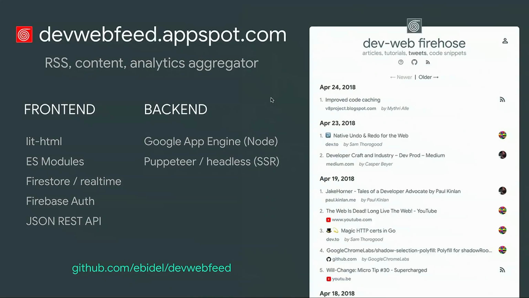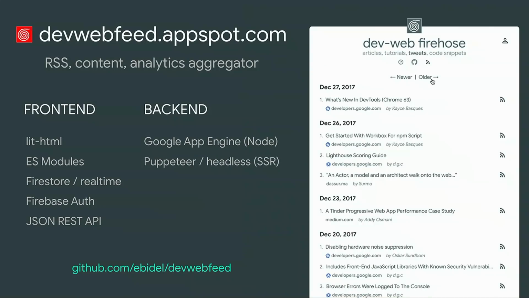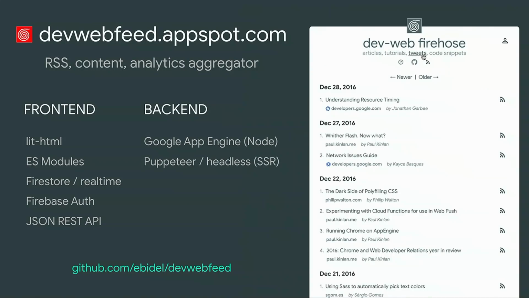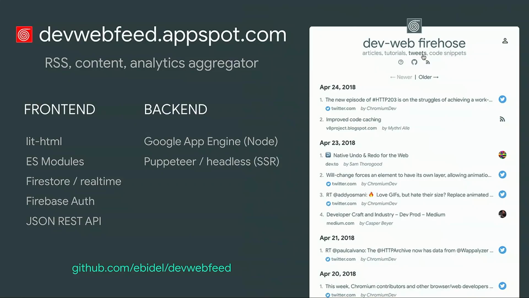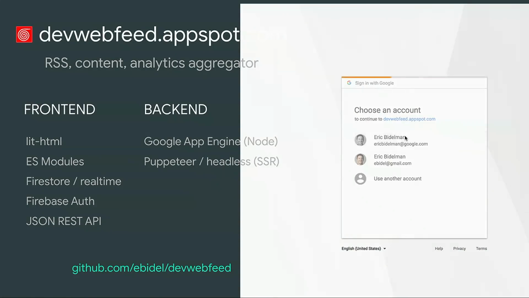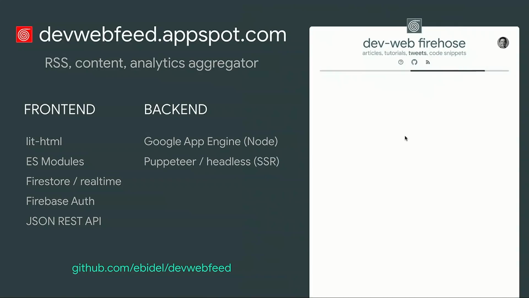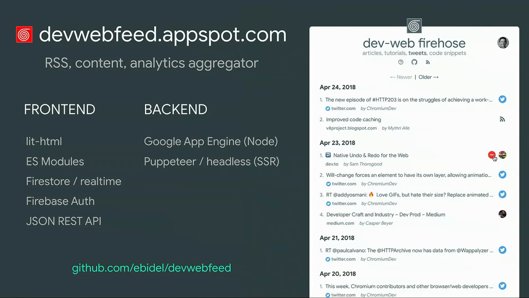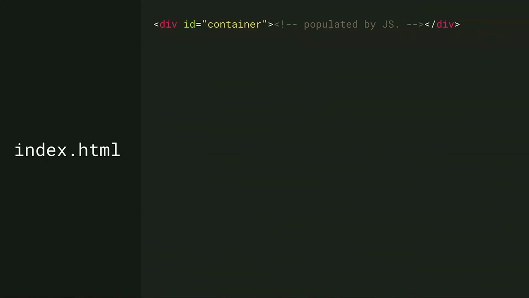So I built this DevWeb Firehouse, I call it. It's basically a content aggregator for my team. We bring in all the blogs, all the sample code. Everything we do, it ends up here. And it's a real app. It's a client-side app. It's powered by ES modules and some new stuff like Firestore and Firebase Auth. It's got a JSON API, so you can query the data. Its backend is written in Node, and it runs Puppeteer and Headless Chrome to actually do some server-side rendering to get a good first meaningful paint. So this is the app. Let's see how we built it.